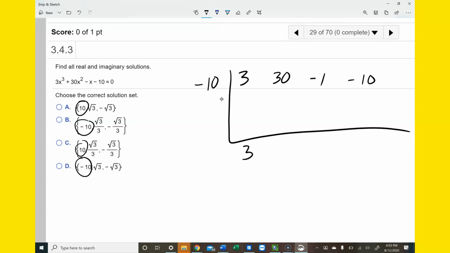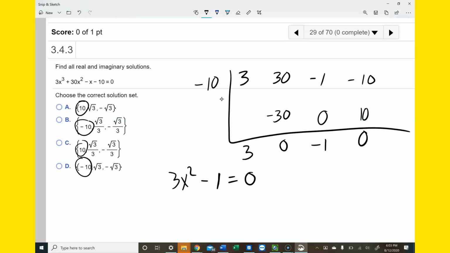Add down, multiply across, add down, multiply across, add down, multiply across, add down. So what are we left with? Remember, this is going to start one less degree, so we're left with 3x squared plus 0x minus 1. And then I can solve that quadratic. I can always solve a quadratic by some method that we're really good at.